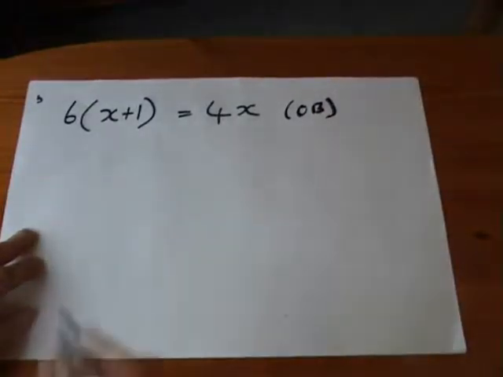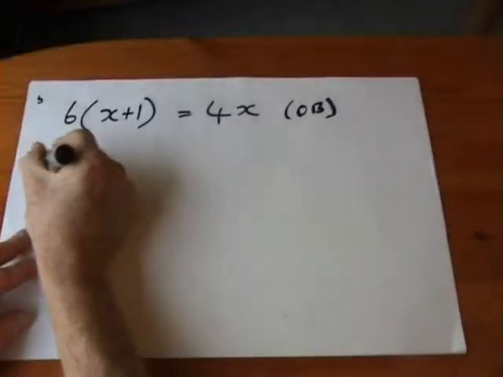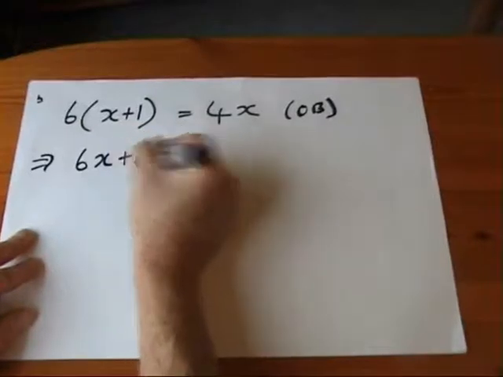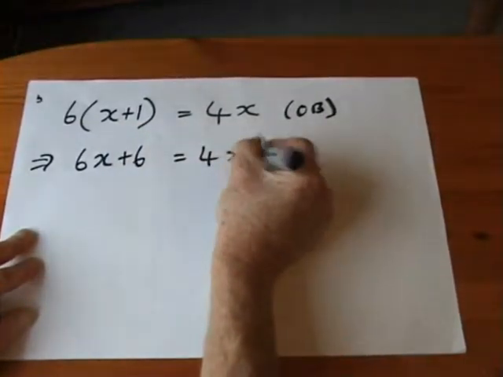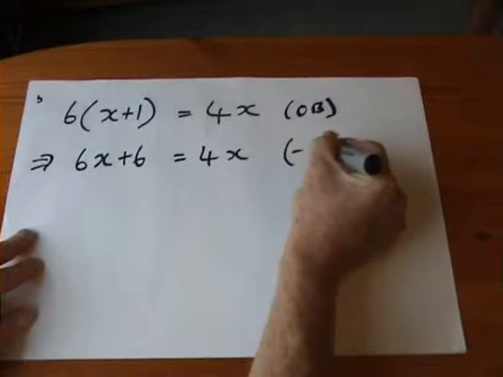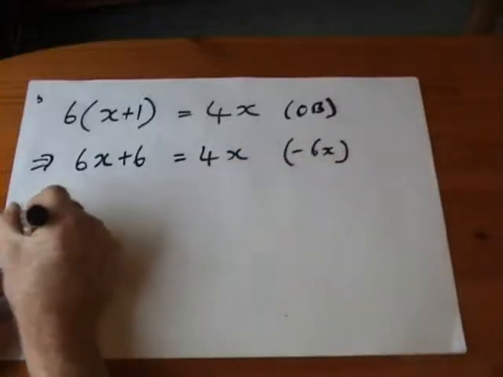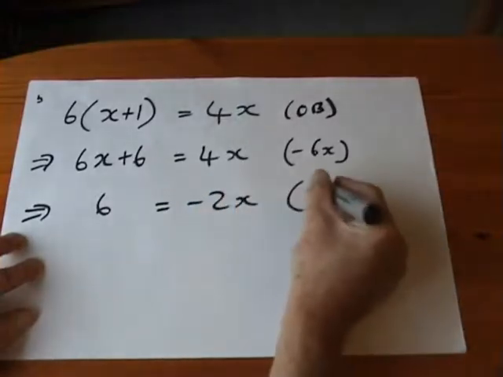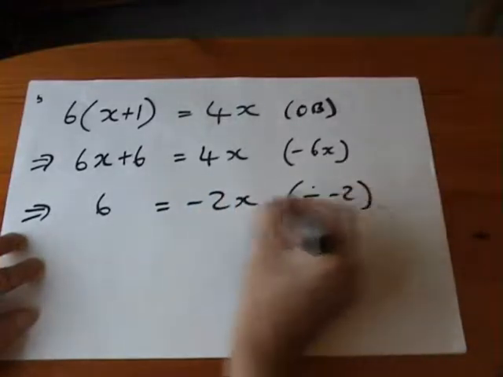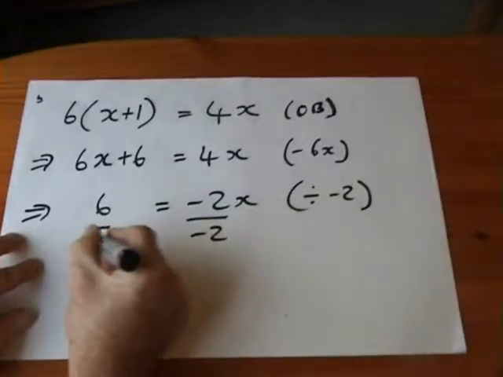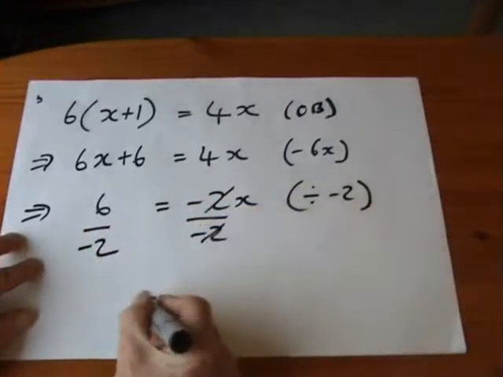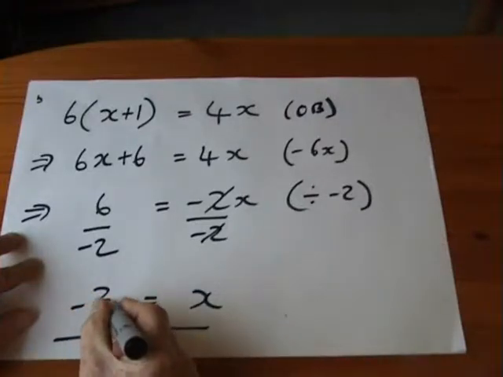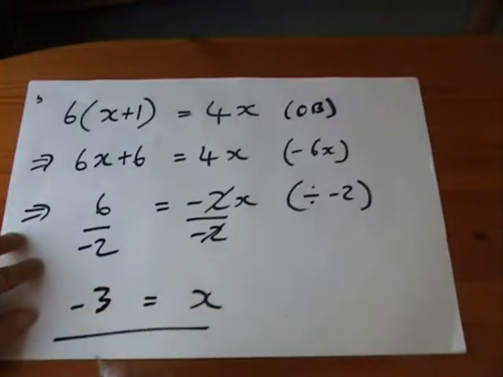So finishing off, I would open the brackets up to get 6x plus 6 equals 4x. And I'm going to subtract 6x from both sides. And that gives me 6 equals negative 2x. And then I divide both sides by the coefficient. That will cancel. x on this side, negative 3 on that side. So the answer is x equals negative 3.